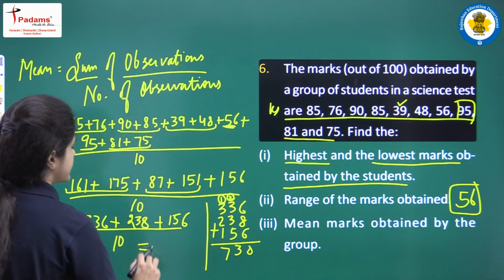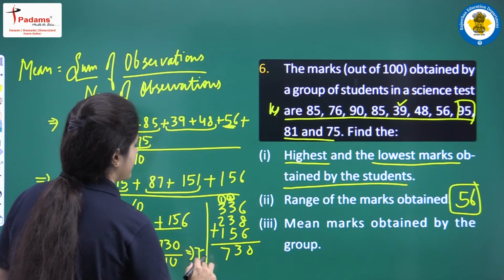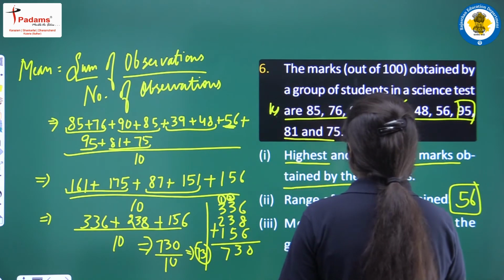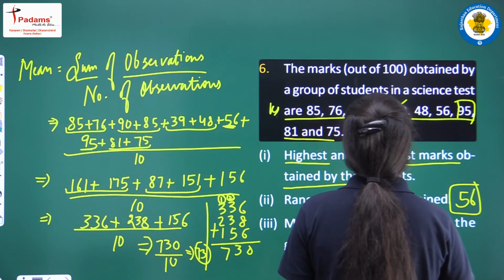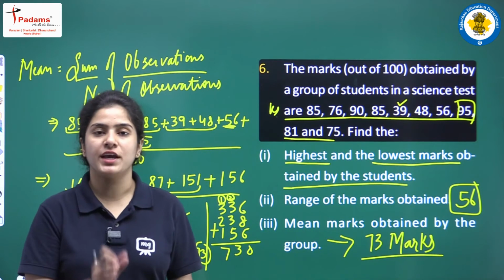So 730 divided by 10 is equal to 73. Okay. So students, the mean marks obtained by the group is 73 marks. Alright, students. So mean marks obtained is 73 marks.